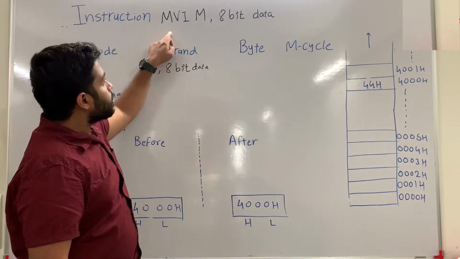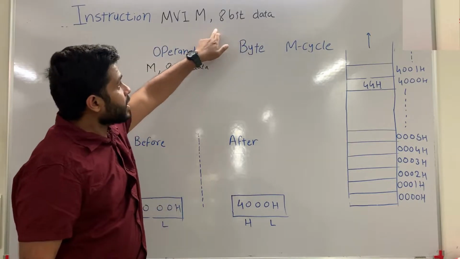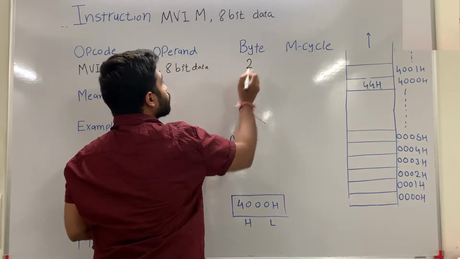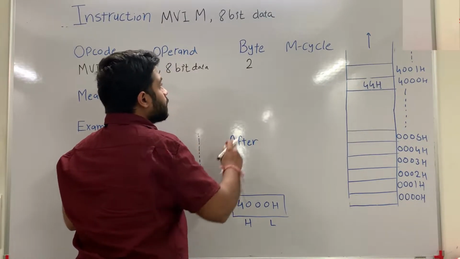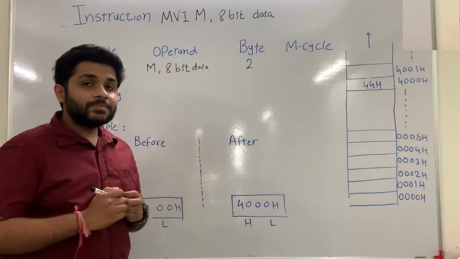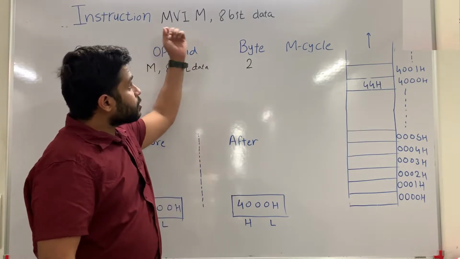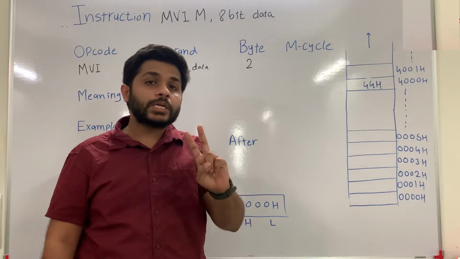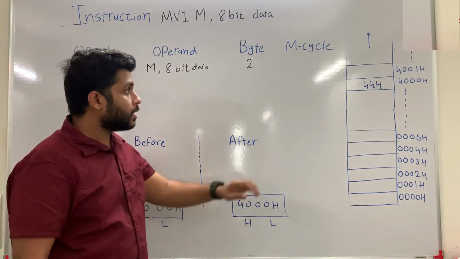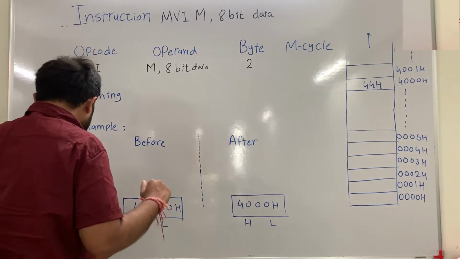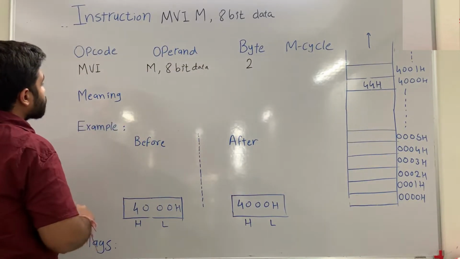So right now you can see that in this instruction, 8-bit data is present, it means it is considered as a 2-byte instruction. Now, what is the meaning of a 2-byte instruction? 2-byte instruction means that when this instruction is stored in the memory, it will occupy 2 consecutive memory locations. Okay? We are going to discuss machine cycle a bit later. Let's first see the meaning of this instruction.